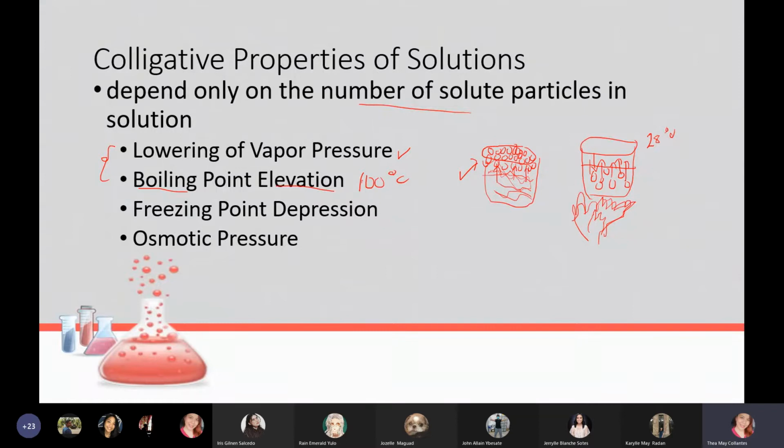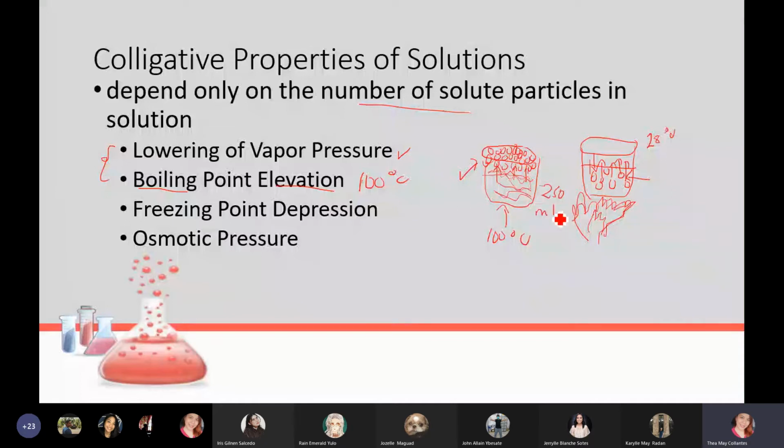Okay, so for example, if you put a lot of solute and you are applying your flame, your heat here, the water will take quite long to vaporize. At the same time, since it takes longer to vaporize, its boiling point is higher. So imagine, if it is pure water, it could just boil at about 100 degrees Celsius. So, for example, 250 ml of water.